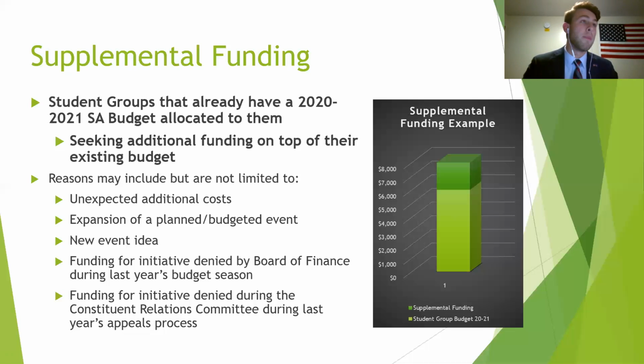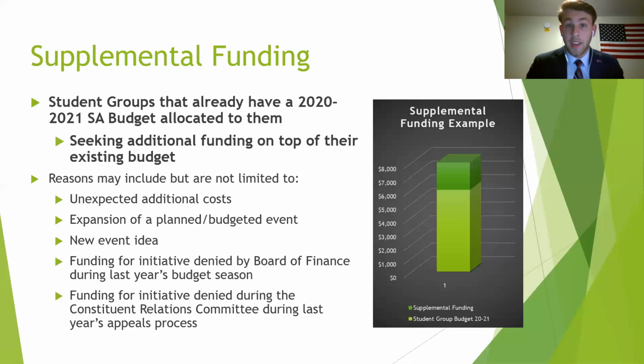Another example would be, let's say we got a conference. We're going to Washington, D.C., and you budgeted for only e-board members, but you want to expand it and include more regular members, let's say 10 more, 20 more. You're going to need more funding, whether that be for hotel rooms, transportation, whether you're taking like an extra bus or plane tickets. You're going to need more funding for that. You come to us. Also, new event ideas.